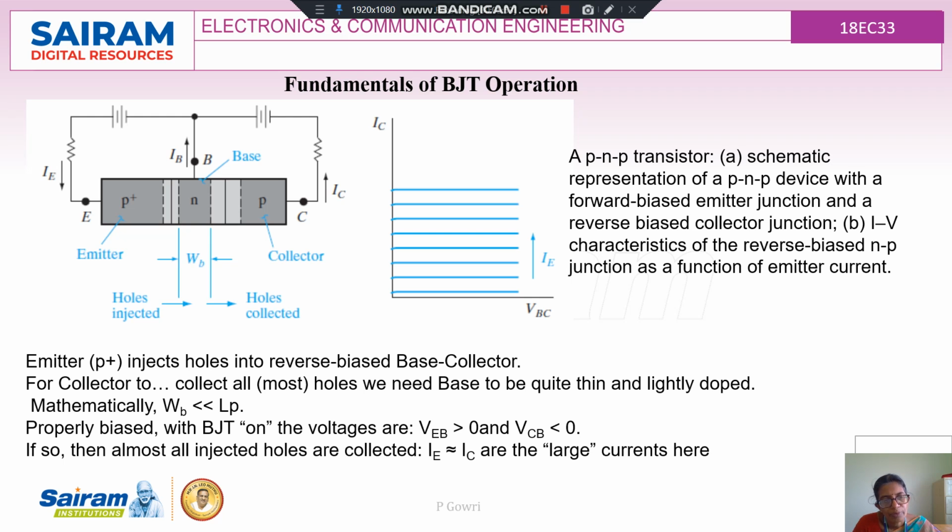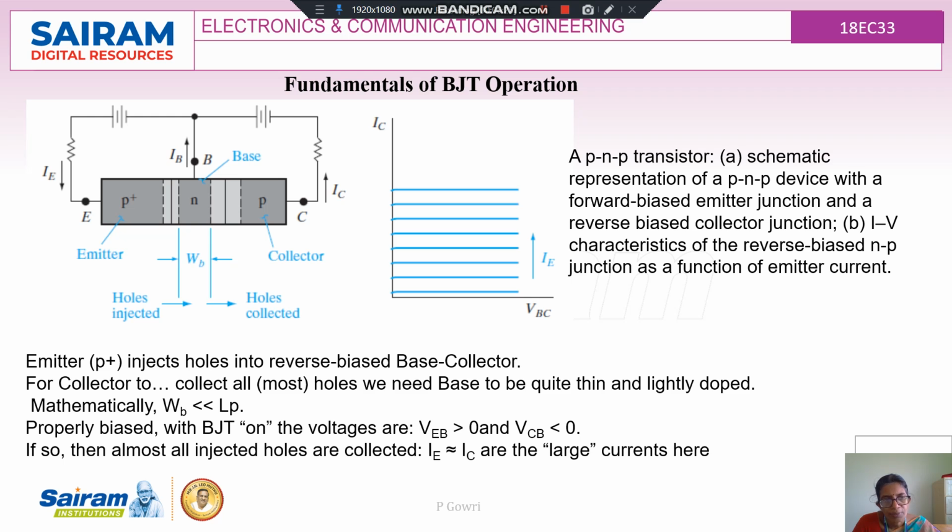So finally we can say that the holes are moving from the P plus emitter region to the base region, and from there they are collected by the collector region, which is the P region now. The output conventional current can be taken as three currents: one is IE, another is IB, and IC. To make the transistor operate, the emitter to base junction should be forward biased and the collector to base junction should be reverse biased.